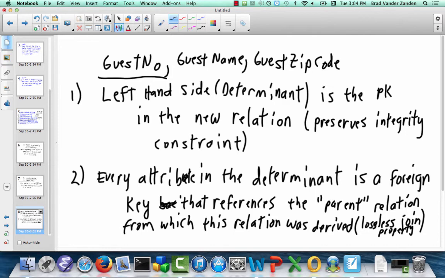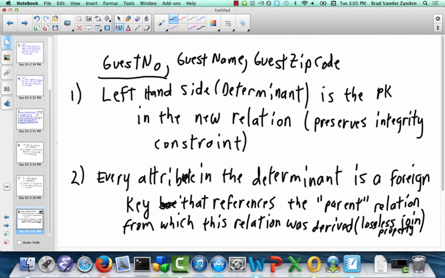Yes, Mike Mitchell? What exactly would guest name be a foreign key for when guest number would be more unique in any relation that it comes from? Are you asking would guest name be a key or not? Guest name is not in the determinant. Only guest number is in the determinant here. The guest name and guest zip code were on the right-hand side. Guest number was on the left-hand side.